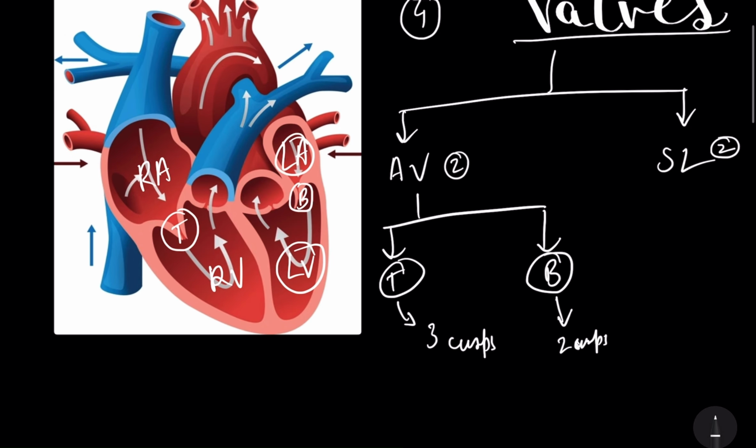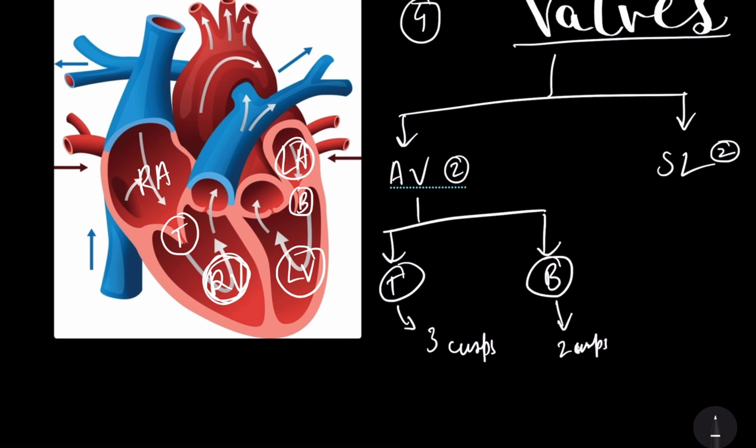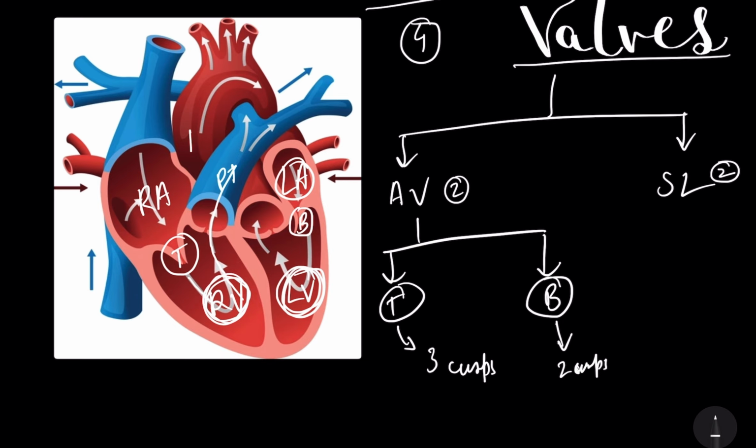The semilunar valves are also two in number, but they are present between the right ventricle and the pulmonary trunk, this one. So basically what happens is when blood flows from the right atrium into the right ventricle and then to the pulmonary trunk, these semilunar valves are present to guard the pulmonary trunk. The other set of semilunar valve is present between the left ventricle and the aorta, right over here. So these are the two semilunar valves.